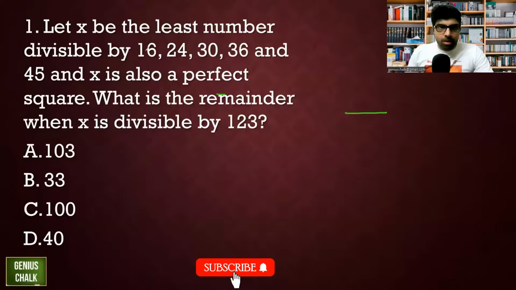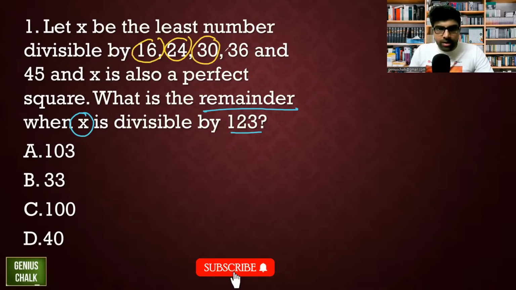Let x be the least number divisible by 16, 24, 30, 36 and 45, and x is also a perfect square. Then what is the remainder when x is divided by 123? So first, take the LCM of all of these. We know how to take the LCM.